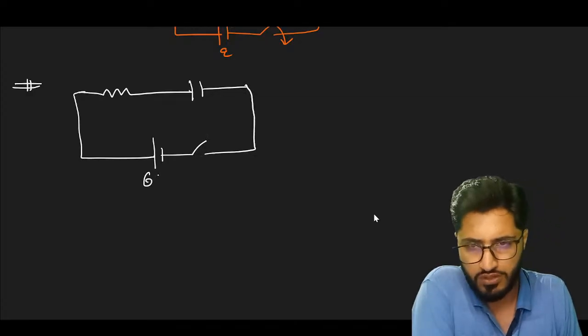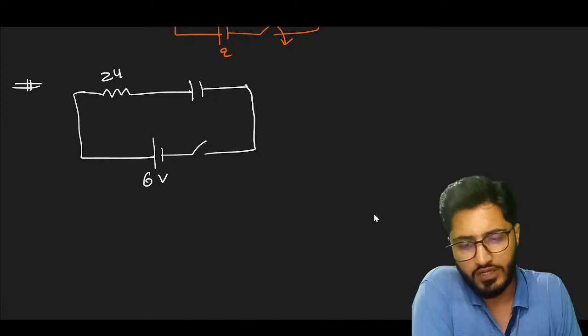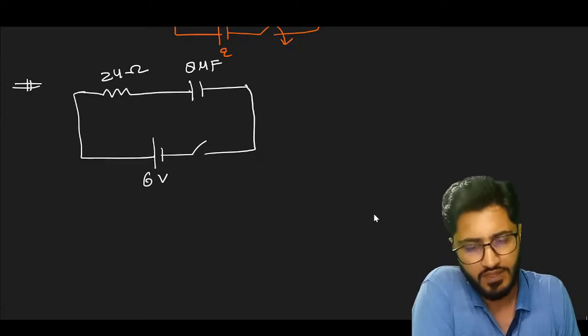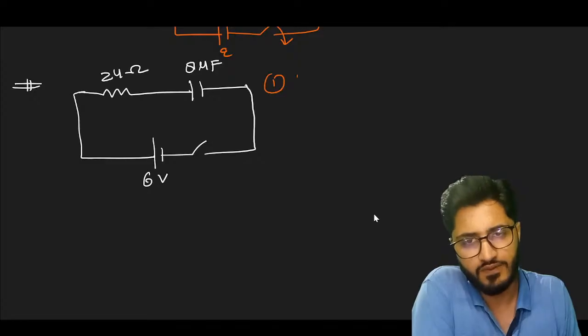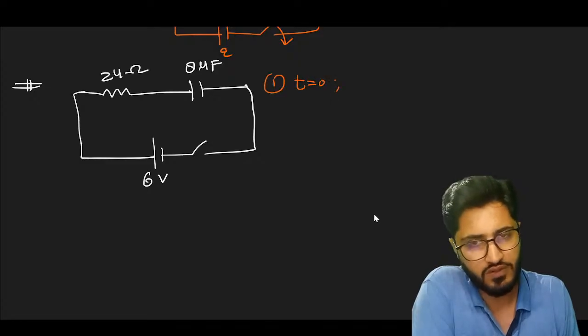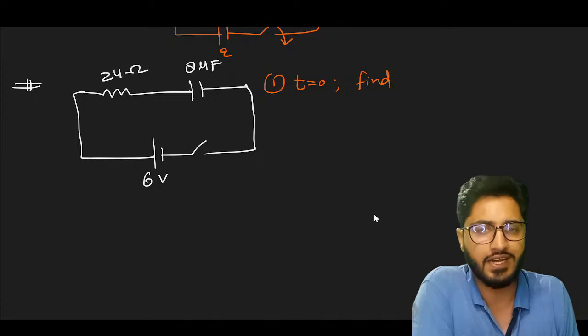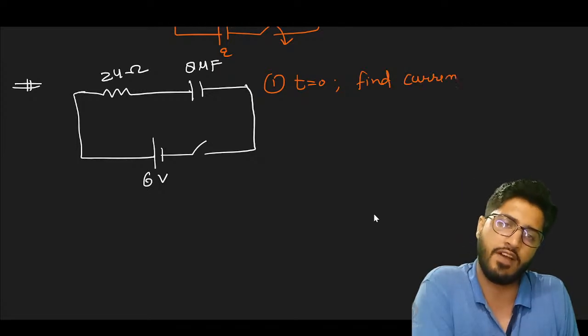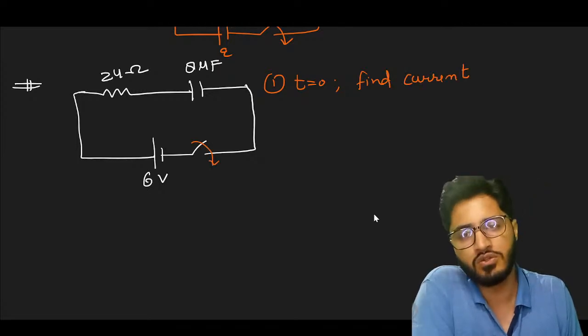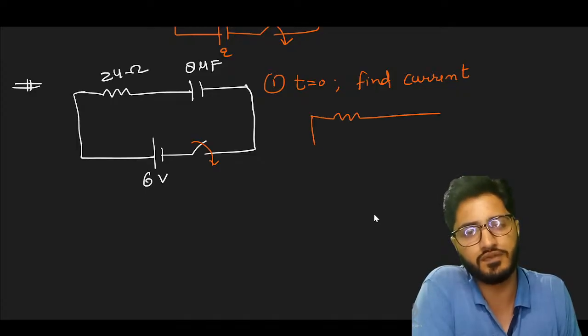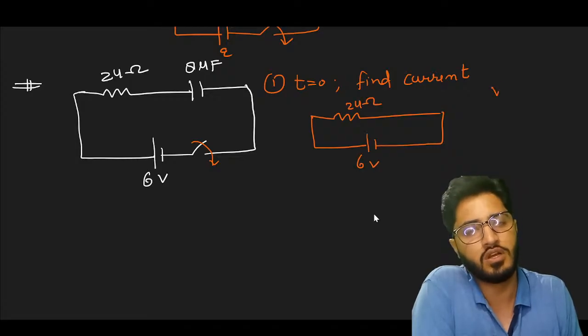Numerical is 6 volt, 24 ohm, 8 microfarad. Given T equals to 0. Find current. So how do we need to deal with it? Sir, simple. Redraw the structure. It is 6 volt, 24 ohm.